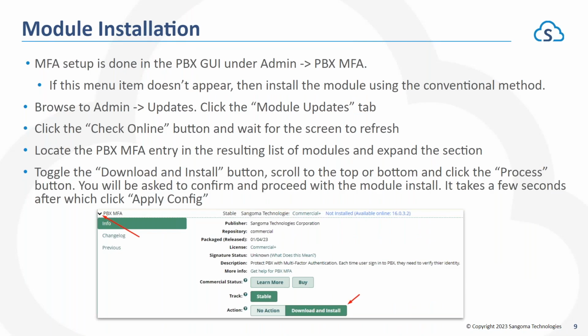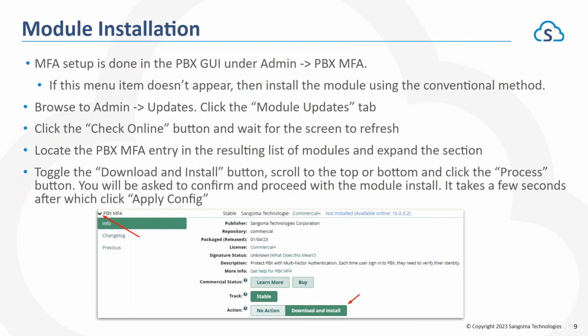As this is a brand new module, most existing systems will not have it installed. It would be installed by default on a new system. If you browse to admin PBX MFA and you don't see that item appear in the admin menu, then that indicates that the module is not installed. You can browse to admin updates and click the module updates tab, and wait for the screen to refresh, and then click on Check Online.